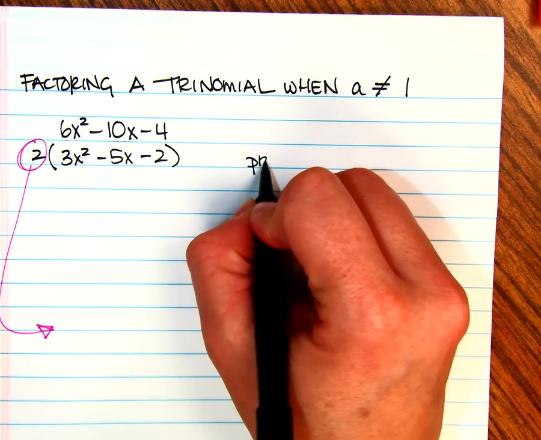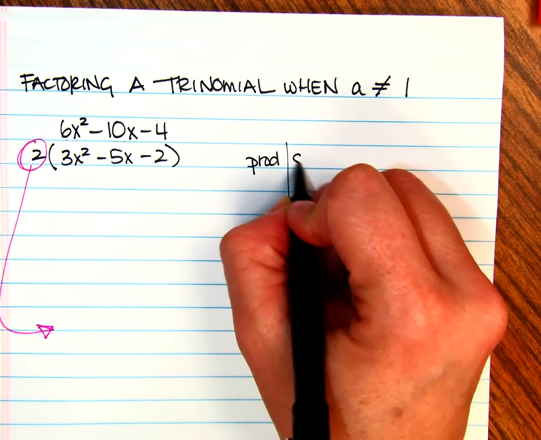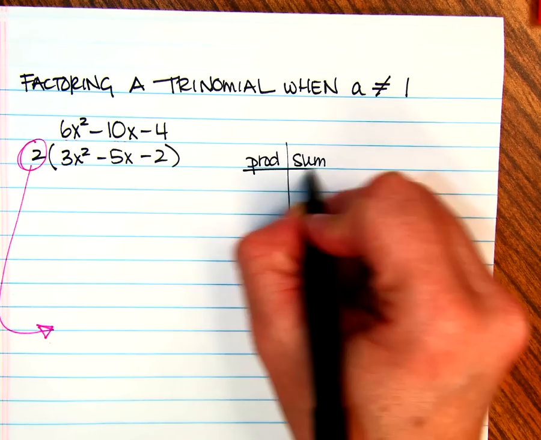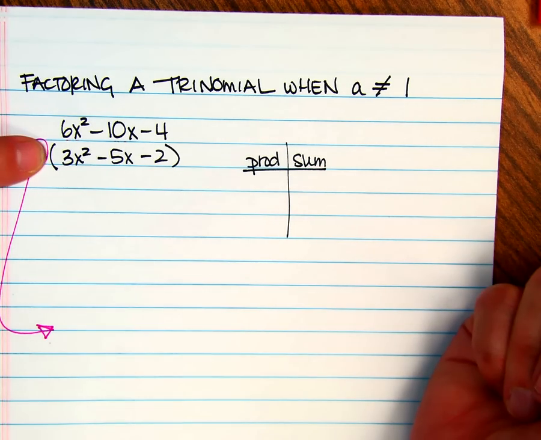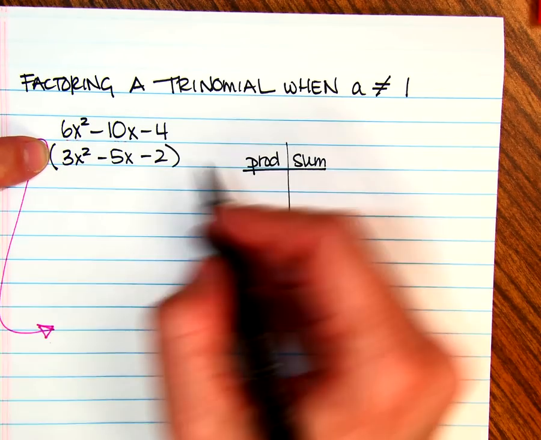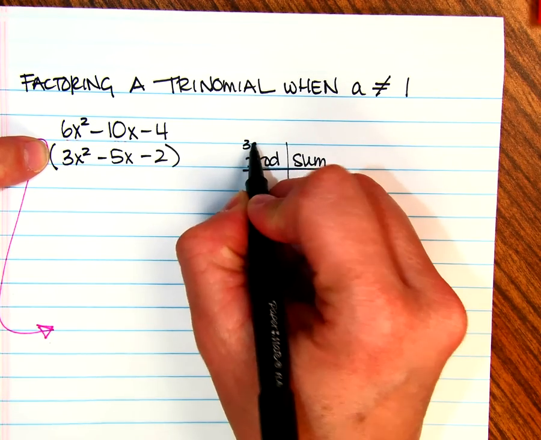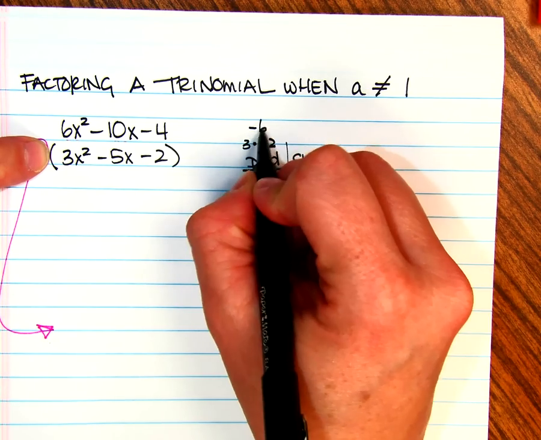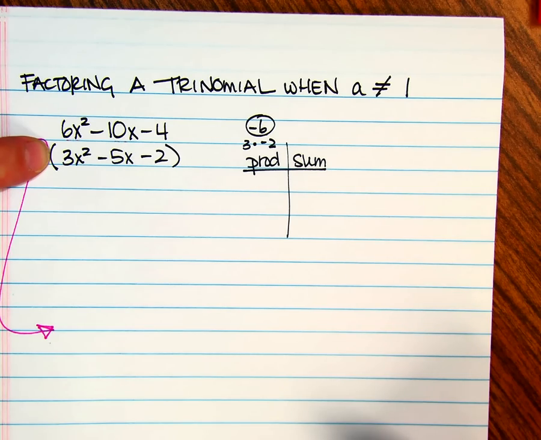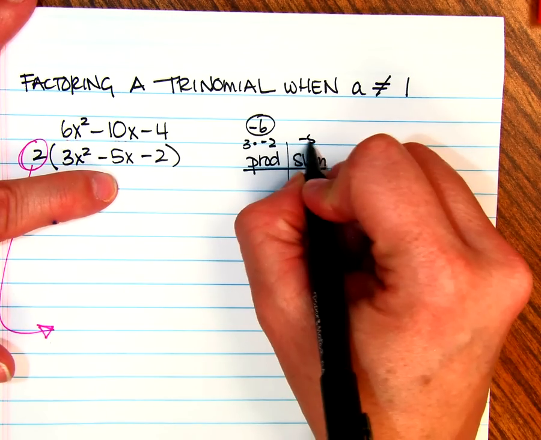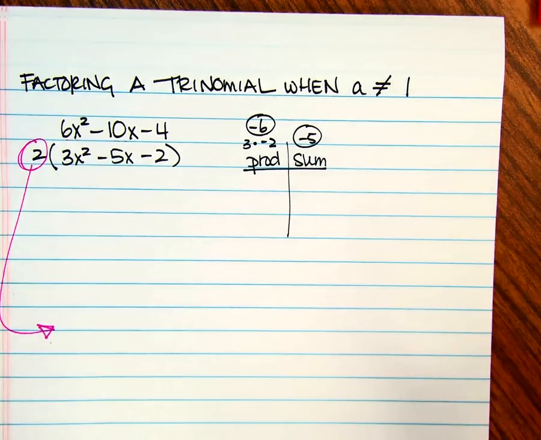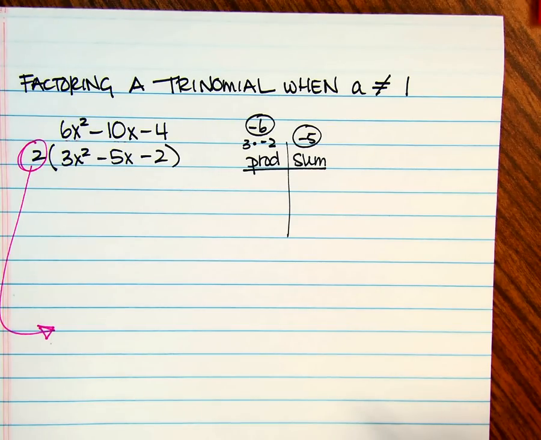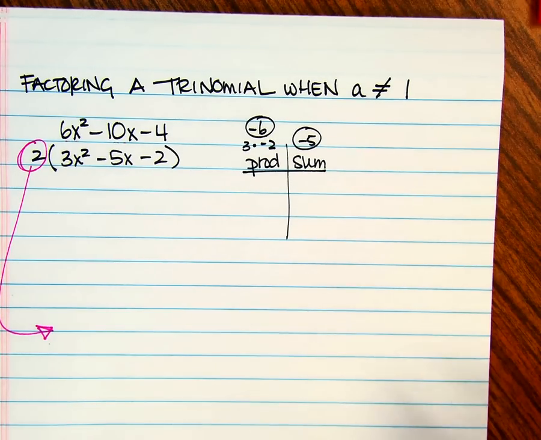Still going to do the product and the sum table. So again, I'm ignoring the 2. So a is 3 times my c of negative 2 gives me a negative 6 when I multiply them together. My sum is my b, which is negative 5. So I need to think of numbers that multiply together to give me a negative 6, but add together to give me a negative 5.